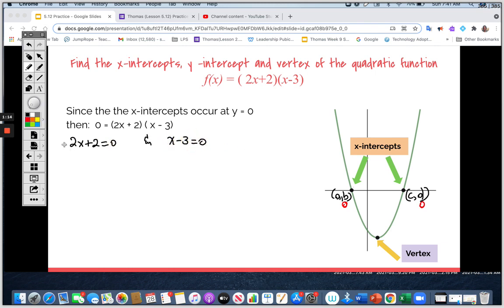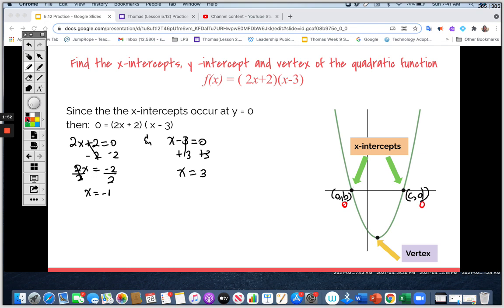And what I can do is find the value of x that makes these expressions equal to 0 by just solving for x. So I would start by subtracting 2 from both sides. I now have 2x is equal to negative 2. I'm going to divide by 2 since x is being multiplied by 2 on both sides. So in this case, x is equal to negative 1. And in this case, I'm going to add 3 to both sides, so x is equal to 3. So for this factor to be equal to 0, x has to be negative 1, and for this factor to be equal to 0, x has to be 3.